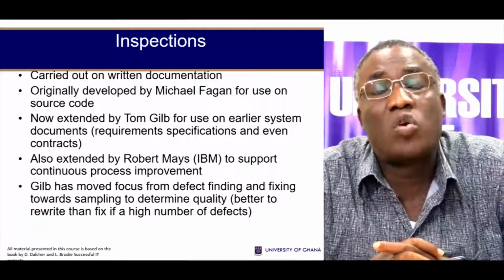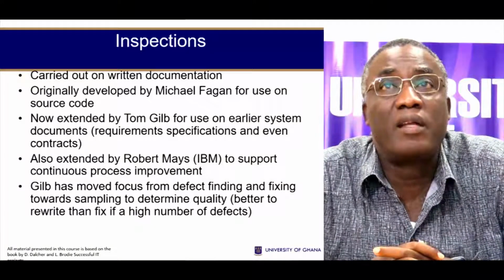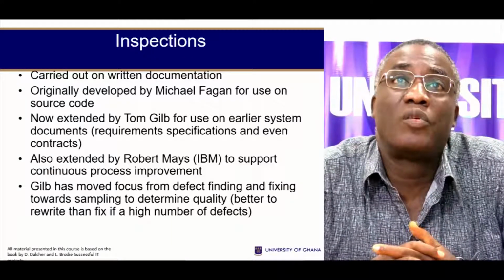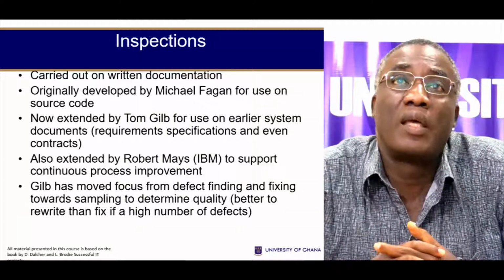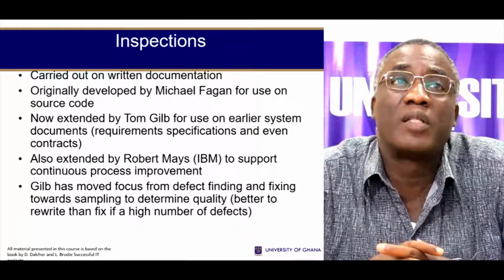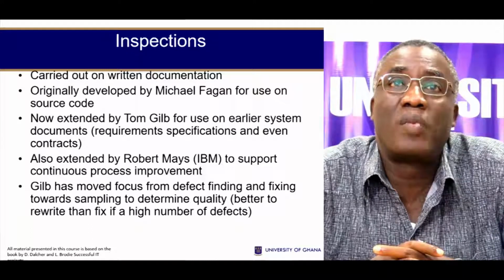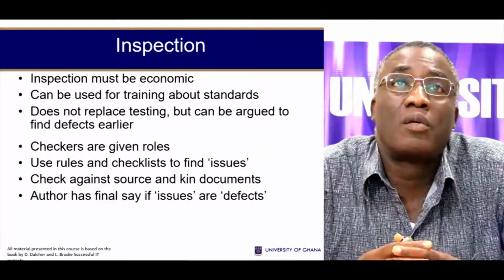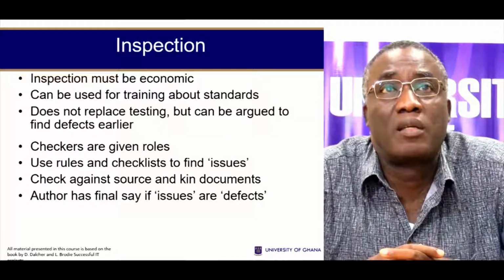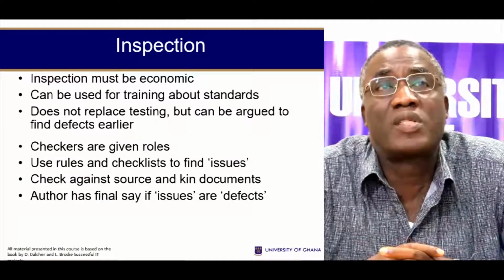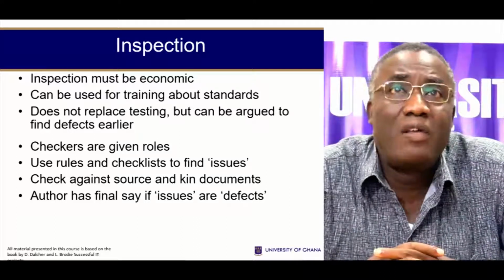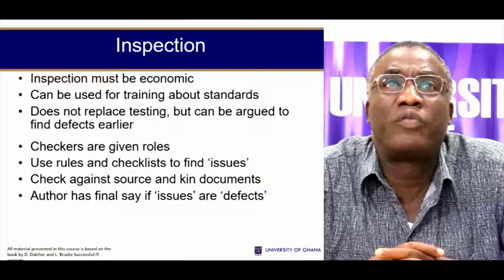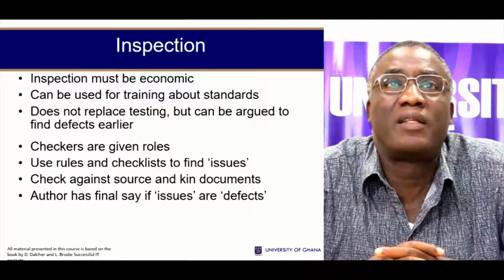The idea was originally developed by Michael Fagan for use on source code. It has been extended, however, for use on other documents, and extended also by Robert Mays to support continuous process improvement. Inspections need to be economic, and they can be used for training about standards. They, however, do not replace testing, but can be argued to find defects earlier than testing.